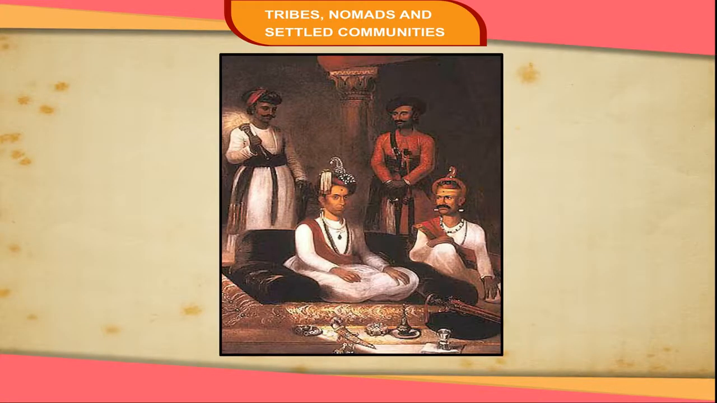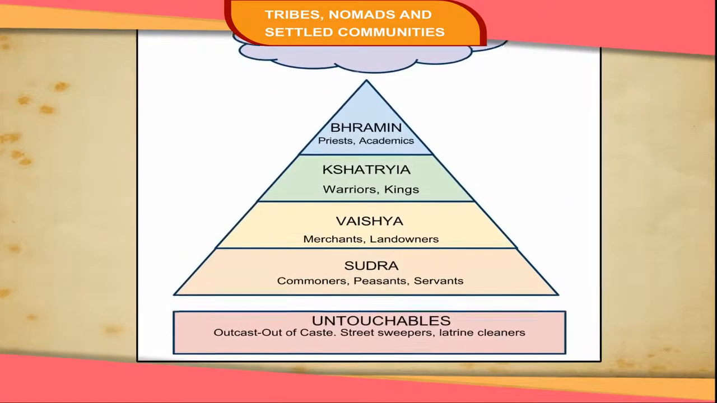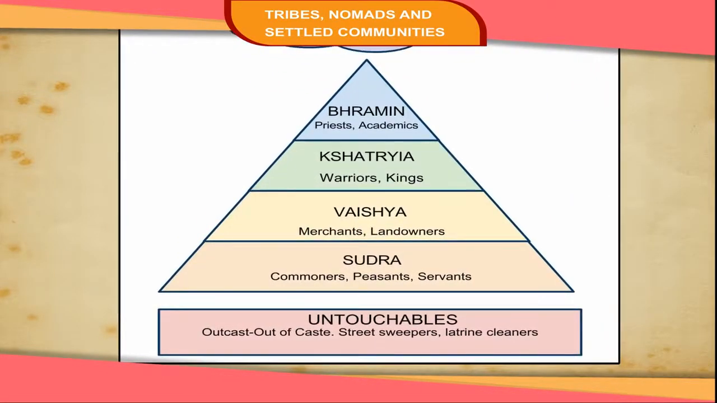Some social groups, such as foreigners and tribals, who had until now been kept outside the caste structure, were gradually recognized by the Brahmins as separate jatis. However, the untouchables remained outside the caste system.